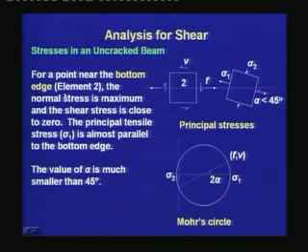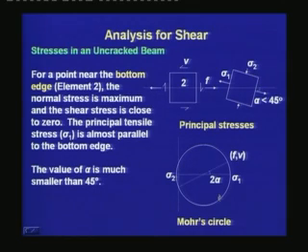For a point near the bottom edge, which is element number 2, the normal stress is maximum and the shear stress is close to 0. That means below the neutral axis, the normal stress is tensile and the shear stress is small. The principal stresses are as follows. Here, the inclination of sigma 1 is less than 45 degrees to the neutral axis. The value of sigma 1 is much larger than the magnitude of sigma 2, which is the principal compressive stress.